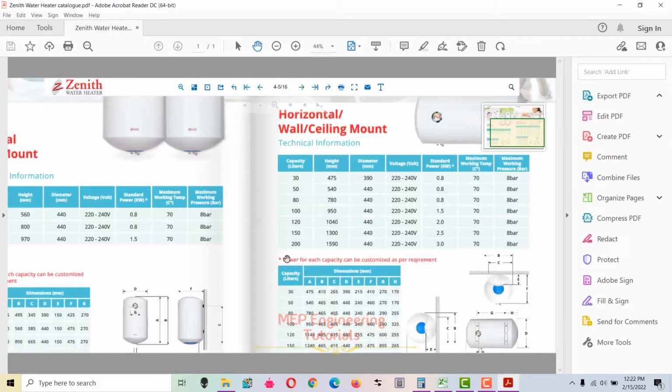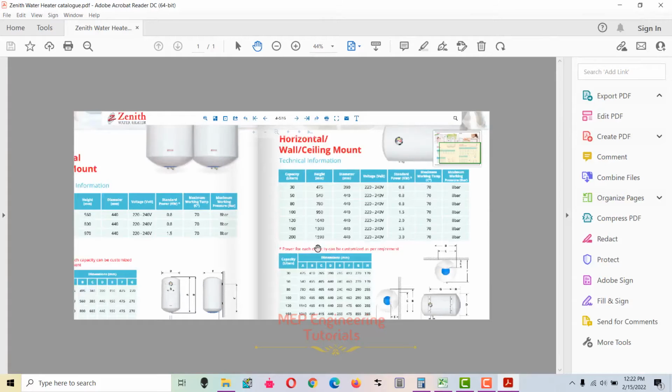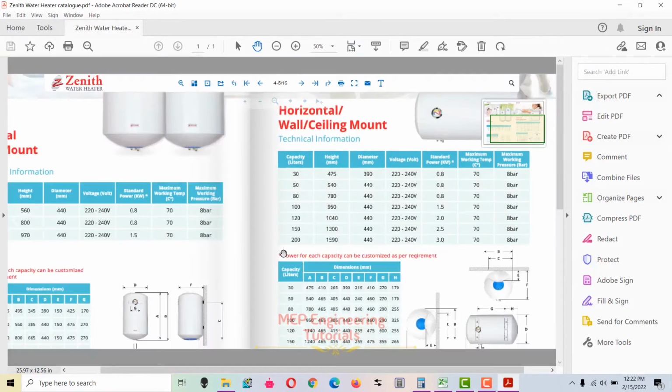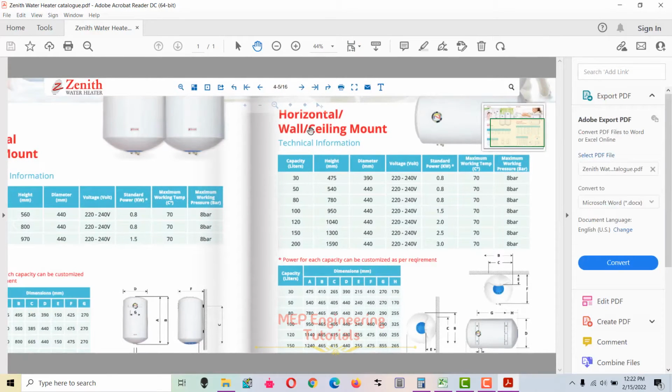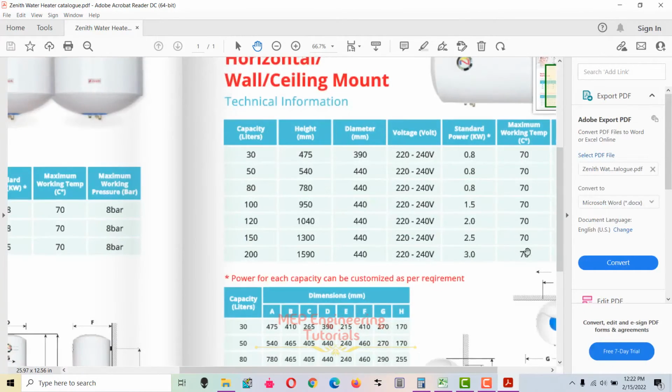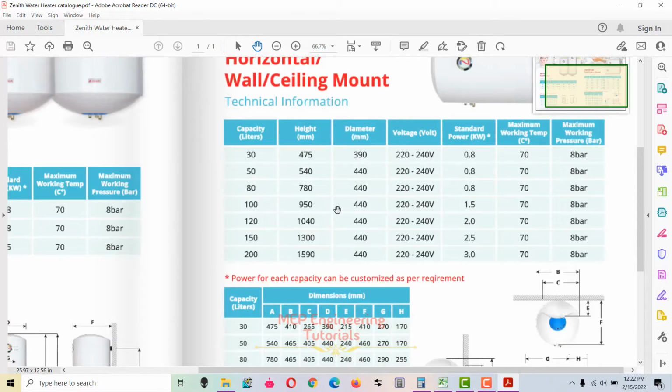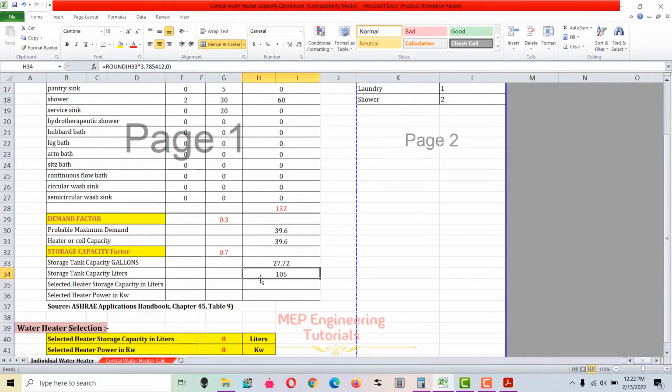So as you can see here, these are the horizontal wall ceiling mount hot water heaters, and these are the capacities you can see here. So we have 100, 100, 120. These are available in the standard capacities, and the one which we calculated here is 105.